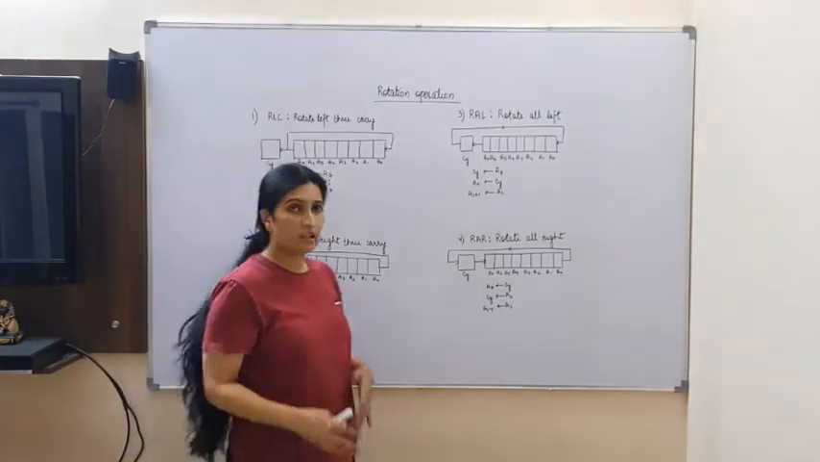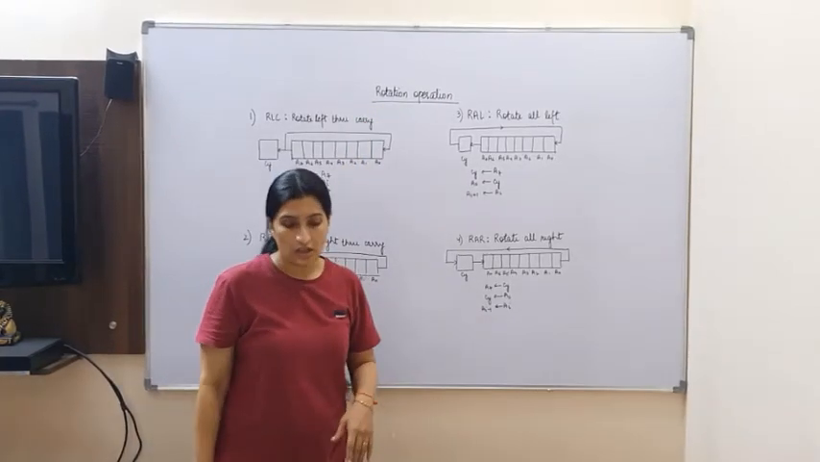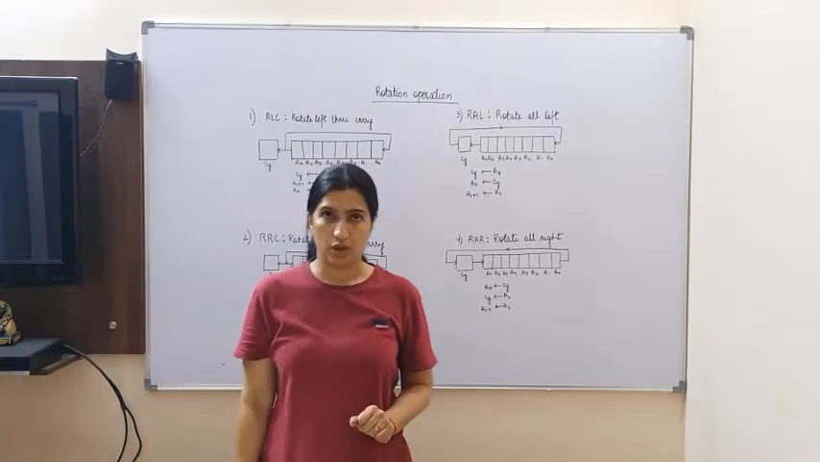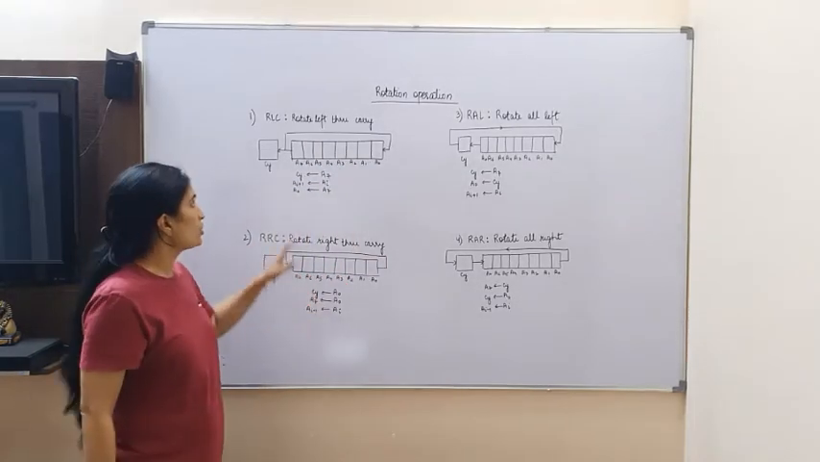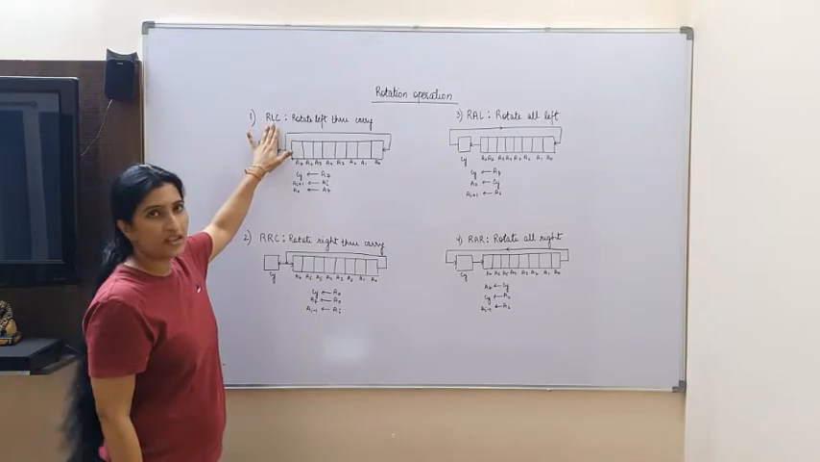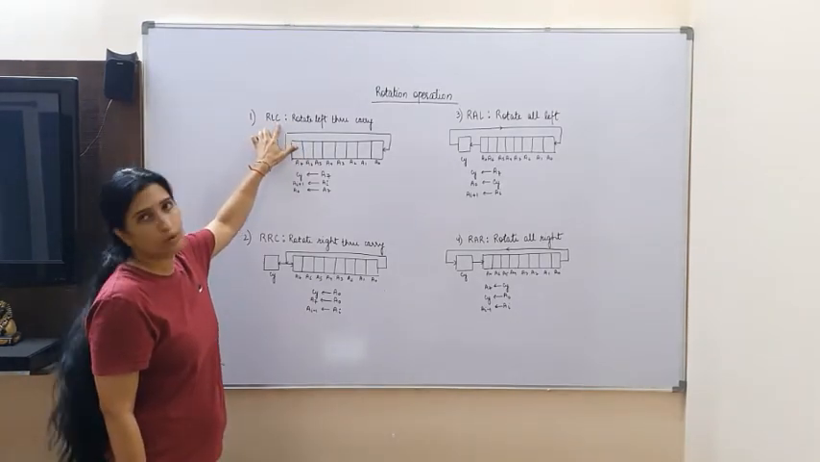Let us now start the next set of logical operations, which are called the rotation operations. There are a total of 4 instructions in this group. The first is the RLC. RLC is rotate left through carry.